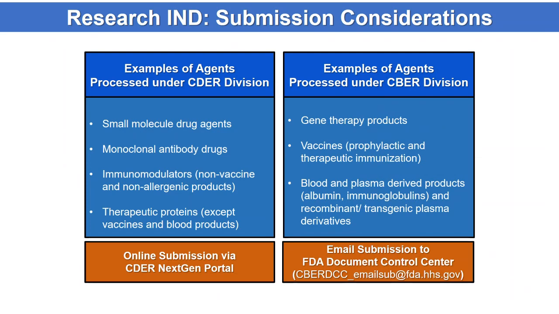Let's now look at the IND submission process in the next few slides. IND applications can be directed to the Center for Drug Evaluation Research or Center for Biologics Evaluation Research. These are called CDER and CBER, respectively. These 2 centers represent principal divisions in the FDA, which are responsible for regulatory governance of drug products and chemical agents. Each division processes different categories of agents and receives the submissions differently.